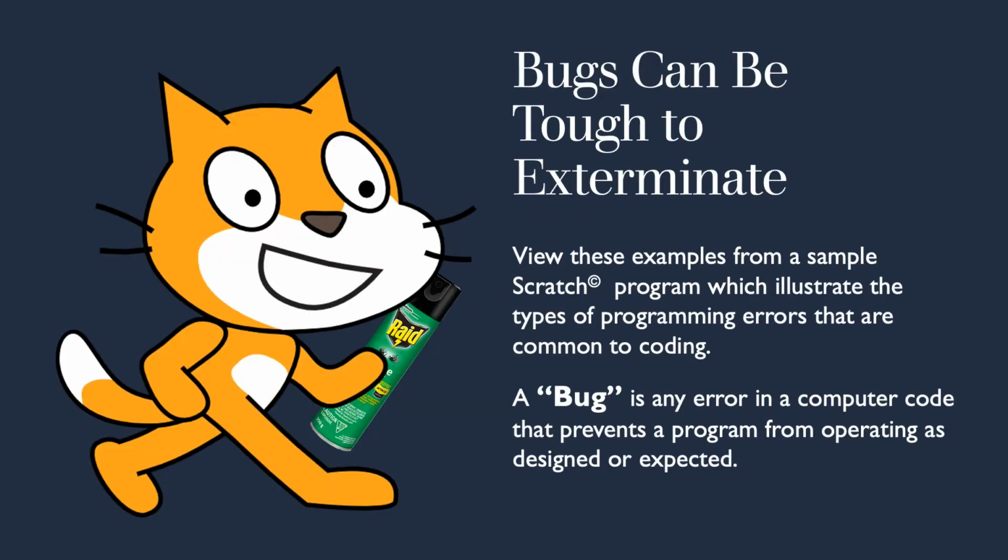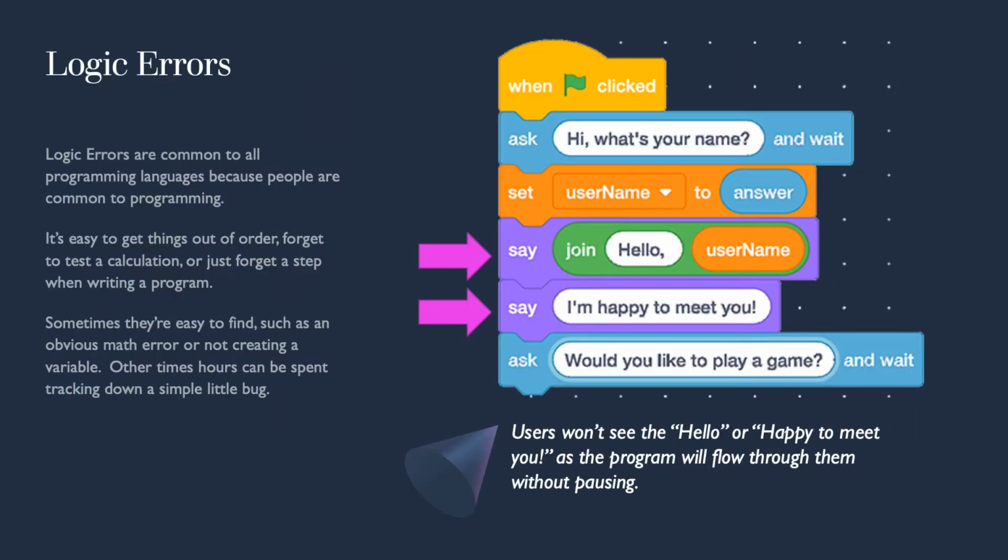Now, bugs can be pretty hard to eliminate. A bug is any error in computer code that prevents the program from operating as designed or expected. I wish I could spray Raid on a program, but spraying Raid on a program would just cloud up your screen and not fix nothing. So let's look at some Scratch programs and see.